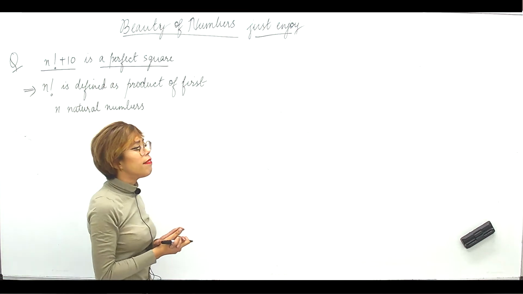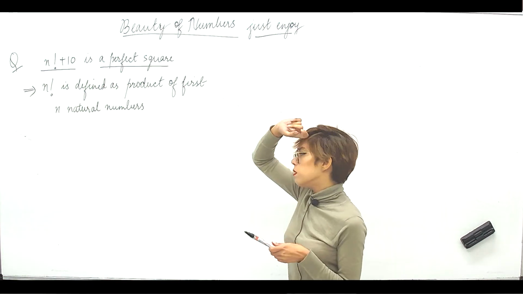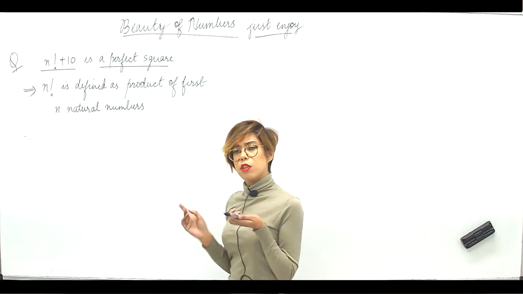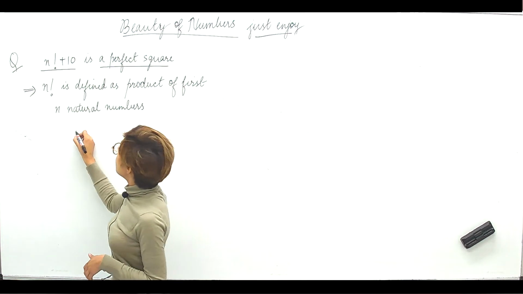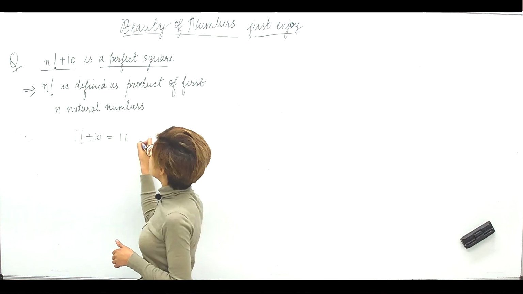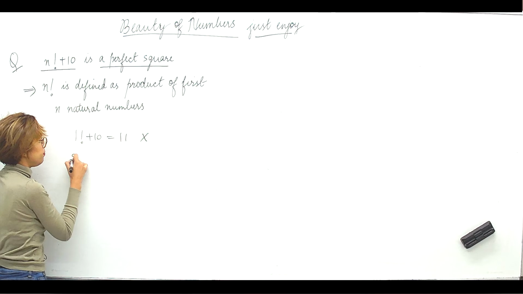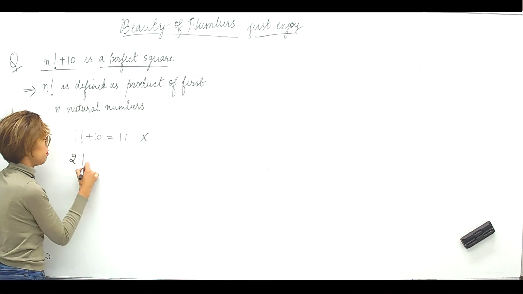Of n factorial, obviously n has to be a natural number, right? So let's try to find an example. If I put n as 1, 1 factorial plus 10 is 11, definitely not a perfect square, right? Let's put n as 2, 2 factorial plus 10.